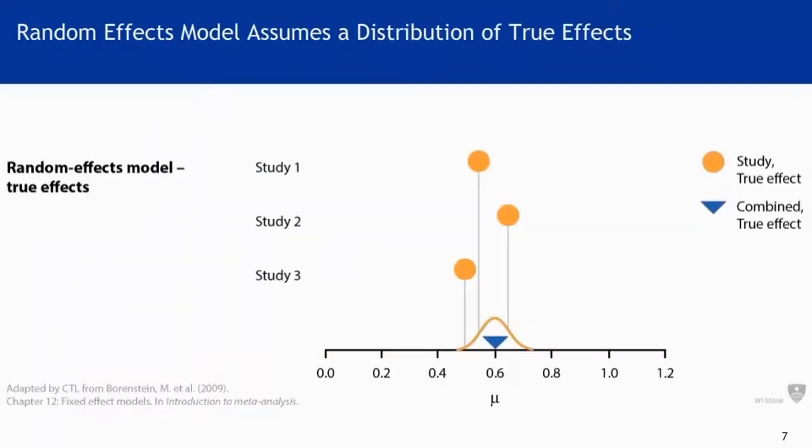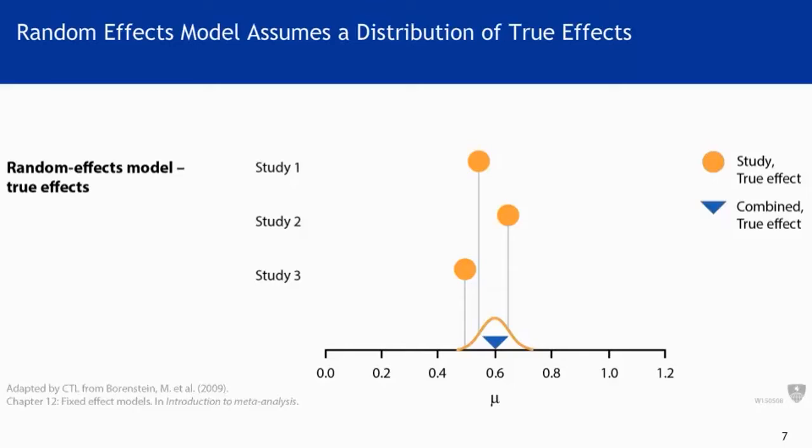Under the random effects model, we assume there's a distribution of true effects. Remember the assumption under the fixed effect model, we assume all studies are identical and there's only one true effect. So here, instead, we assume there's a distribution of them. So again, the circles represent the true effect in studies. We're using the same example. There are 3 studies, so we have 3 circles, the true effect.